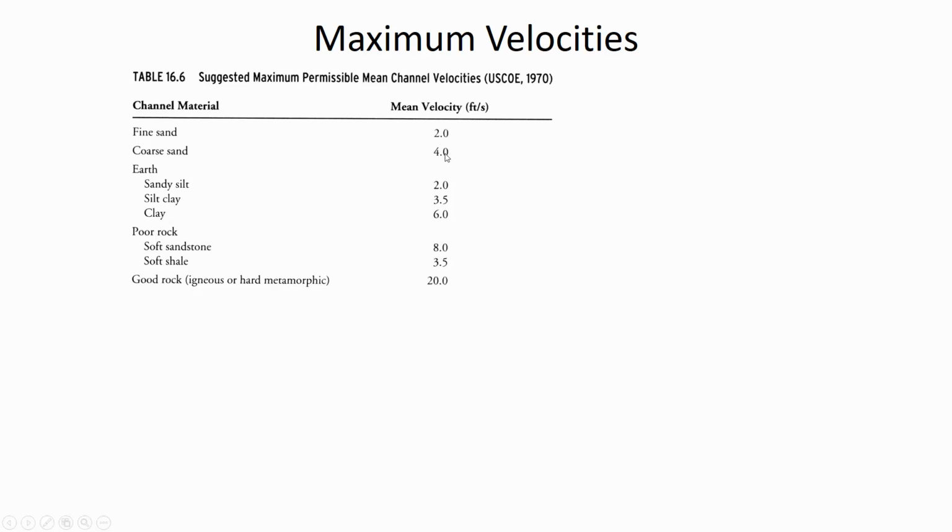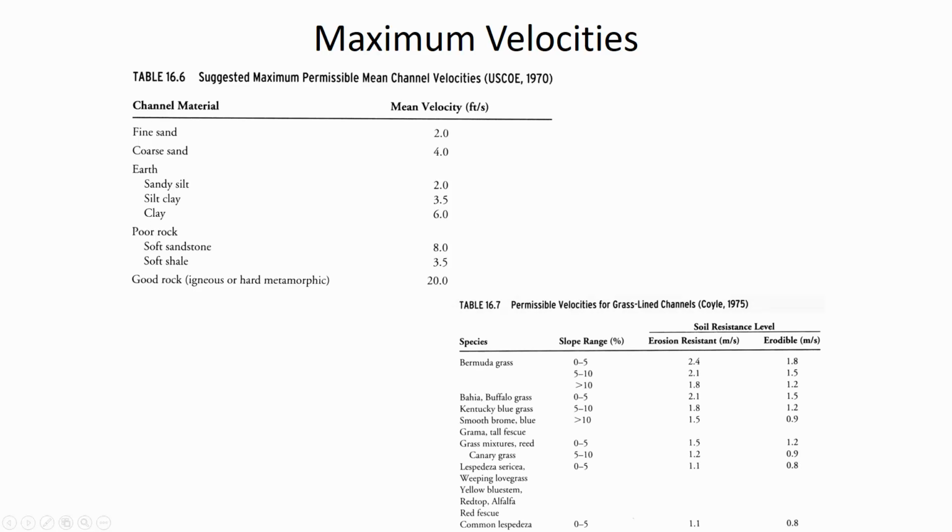Maximum velocity is a function of the material that you use for obvious reasons, because sand is going to be washed away more easily than clays will. Clays are cohesive. And then different types of grass can resist different velocities. We said that above 2.4 it should be reinforced lining, and here's a little bit finer look at that. There's a type of grass called smooth brome. 1.5 meters per second will be the erosion resistant soil level.